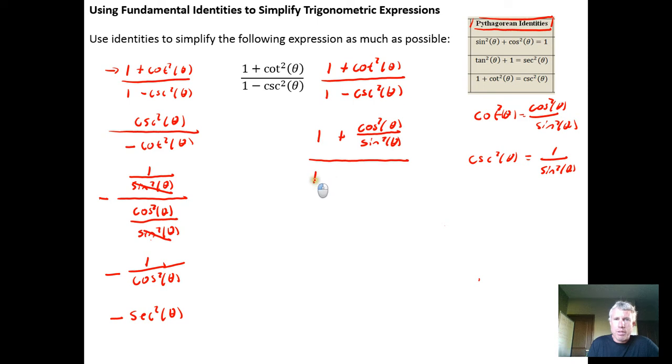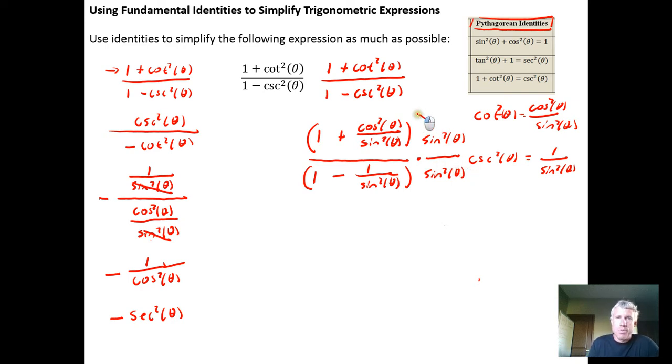And the denominator could be rewritten as 1 minus 1 over the sine squared of theta. And we want to remember that the division bar in a ratio like this is a grouping symbol, so this numerator and this denominator are in parentheses. And I can multiply this complex ratio by sine squared of theta divided by sine squared of theta, which is equal to 1, so this is okay to do.